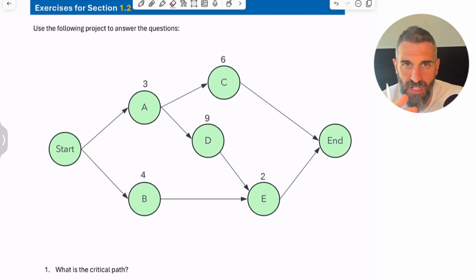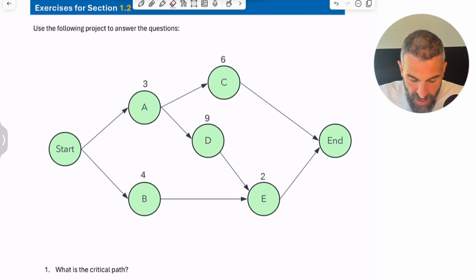Late start and late finish is kind of the opposite of that. If you still want to finish on time, but you want to delay the activity as much as possible, what is the latest you can start it and the latest you can finish it? So we'll start with that.